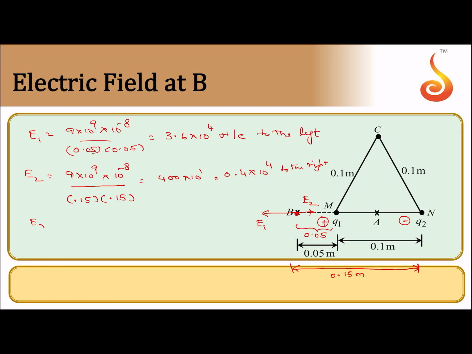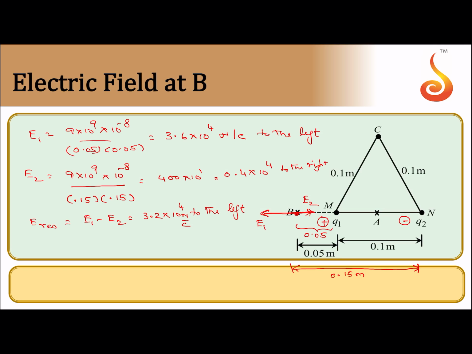Therefore, E resultant will be E1 plus E2 or E1 minus E2. They are in opposite directions. So, I will subtract, E1 minus E2, which is 3.6 minus 0.4, is 3.2 into 10 power 4 to the left. E1 was greater, E1 was to the left. So, the answer is 3.2 into 10 power 4 Newton per Coulomb. Sorry, better put the units, otherwise you lose half a mark, to the left. That takes care of the electric field at B.